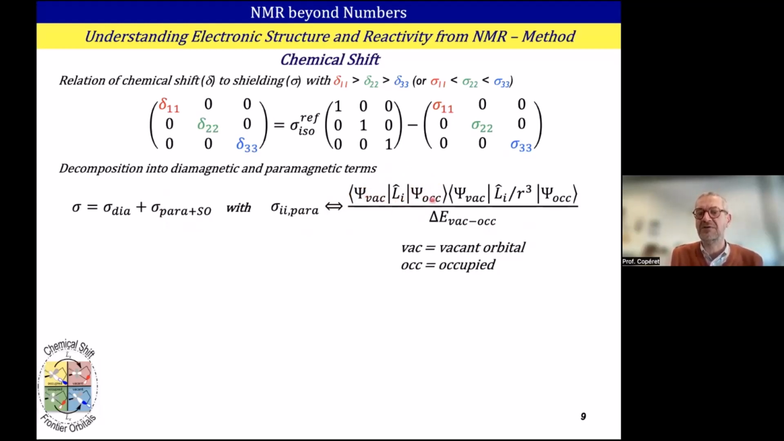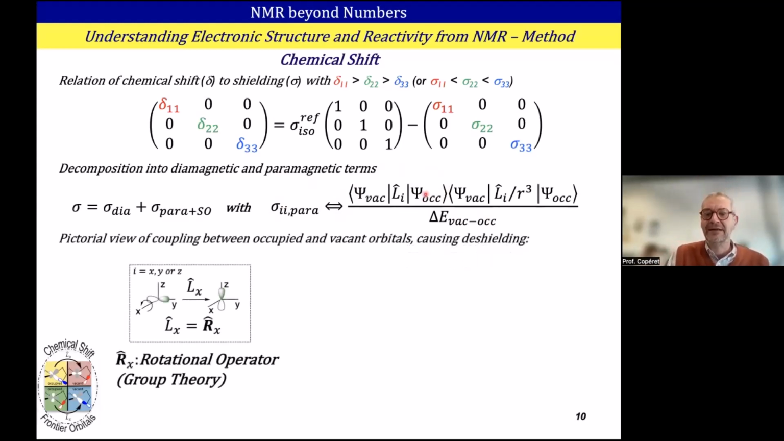And this coupling will be particularly high if the difference of energy between the occupied and the vacant orbital of the right symmetry will be low in energy. So a small number here means a big value here, okay? As a chemist, if you think about your organic chemistry lectures and your orbital theory lectures, you will immediately recognize that this is particularly high when the orbitals involved are what we call frontier molecular orbitals.